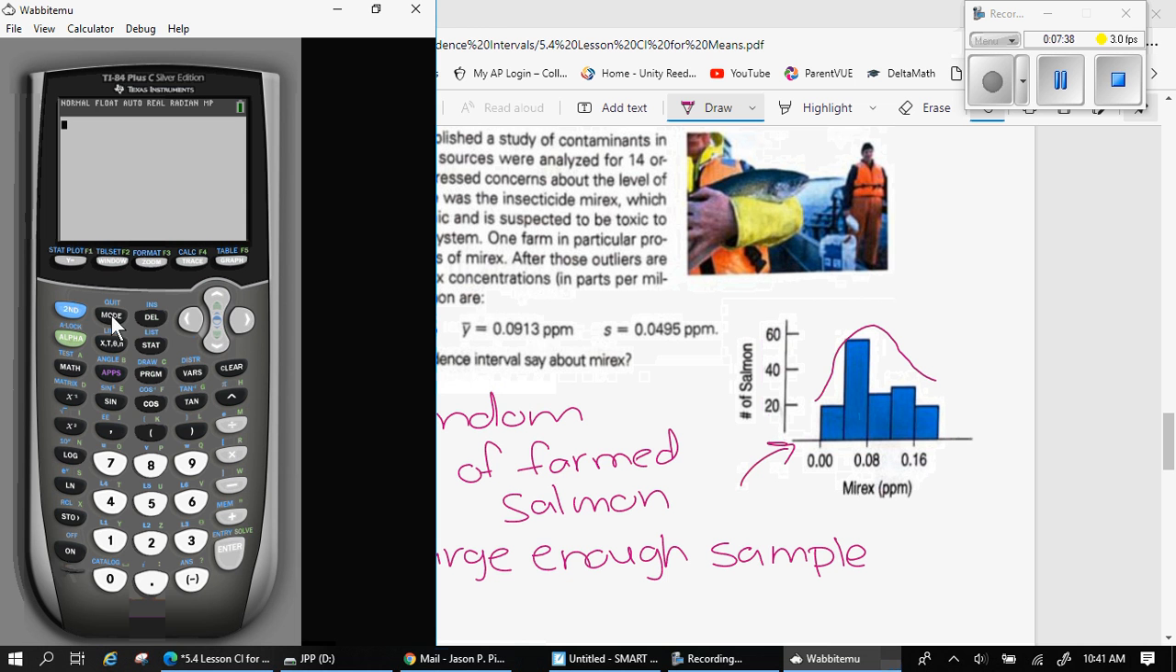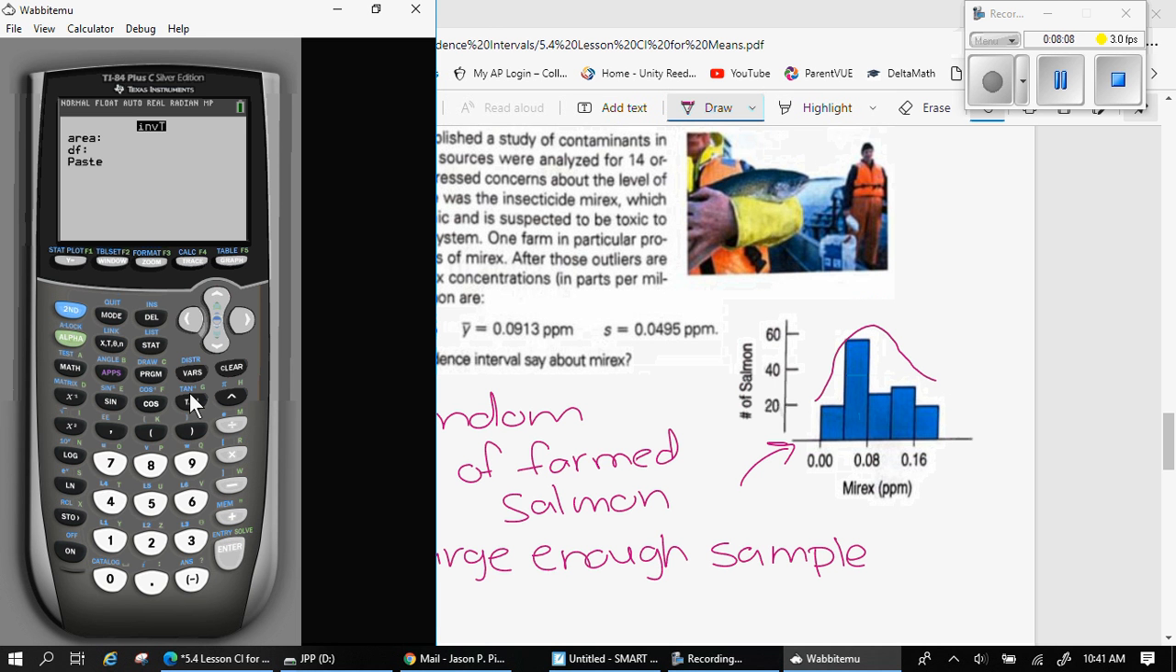I can do second vars. When we wanted to find a z-star, we did the inverse normal. We're saying, hey, what is z that cuts off, in this case, 95% in the middle of our area of a normal curve? Well, you can see right below that is inverse t, and that's what we're going to choose. And each number of degrees of freedom has a different t-curve. So there's all these different t-curves.